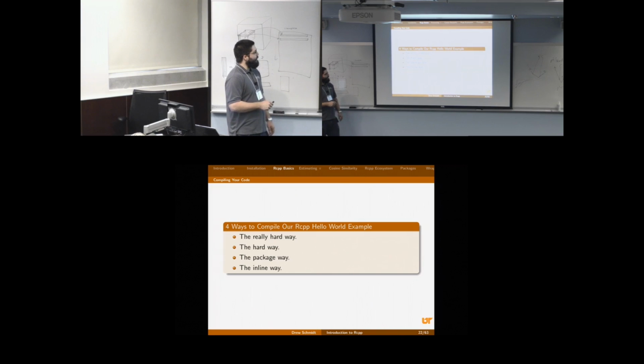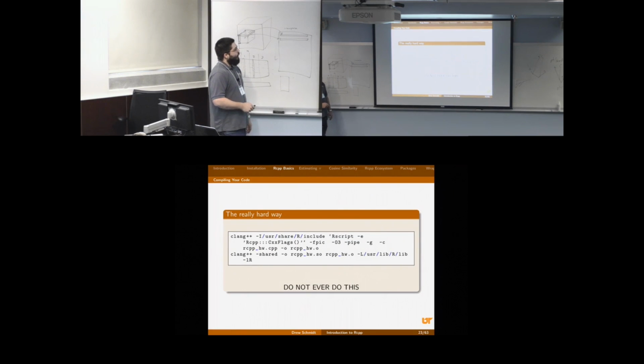I can't call it the easy way because it's not easy, but it's better than this. The package way, which is not easy, but has many advantages once you're living inside of that frame of mind, and the inline way, which as we know is not a permanent solution. So the really hard way would be just to specify all of these include flags and library flags, and I've seen people do this, and it's crazy.